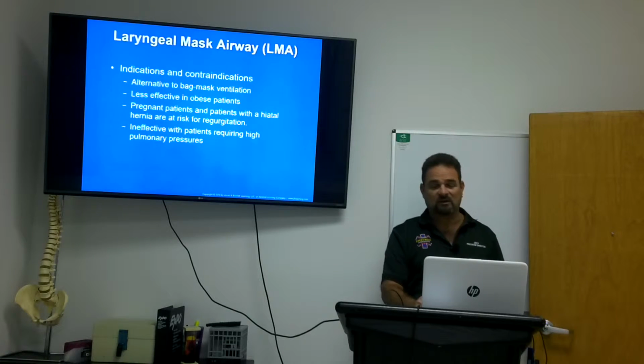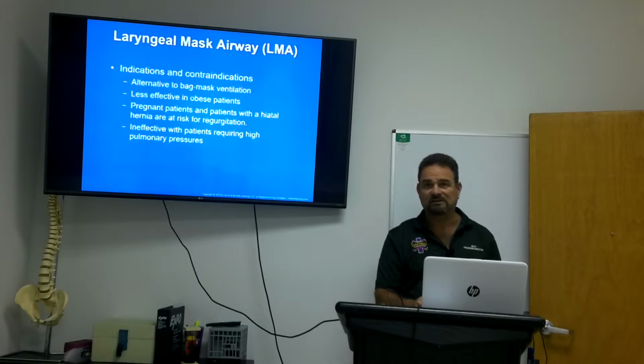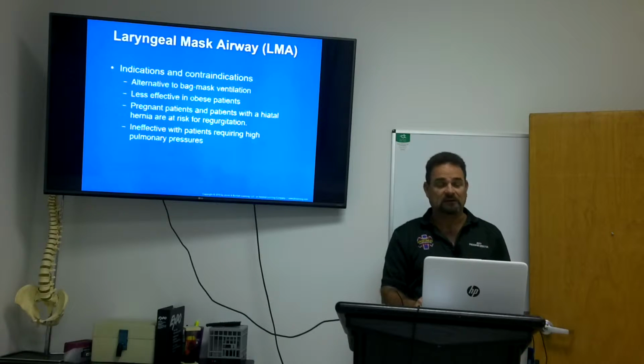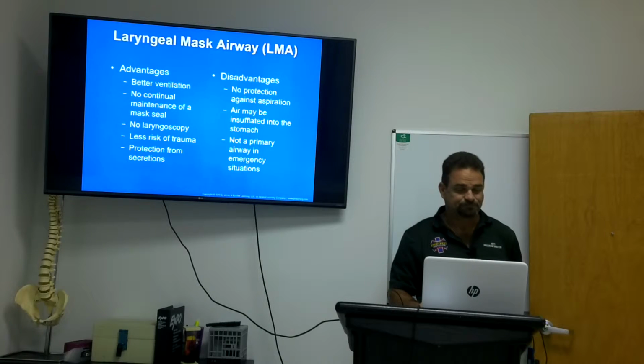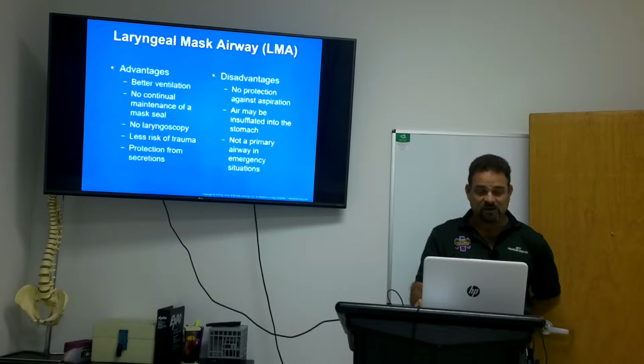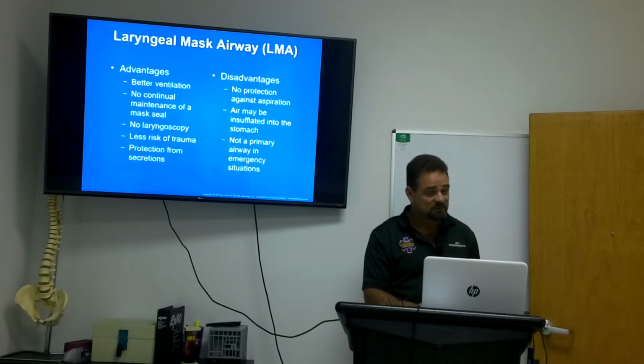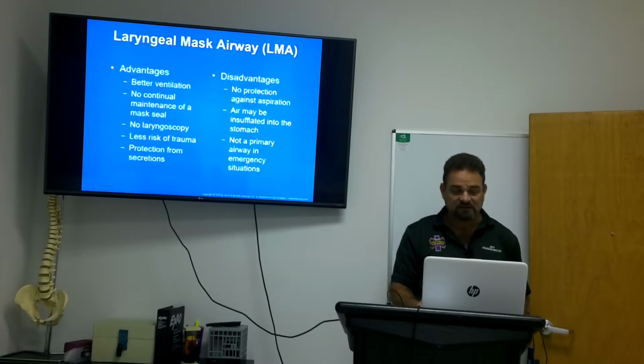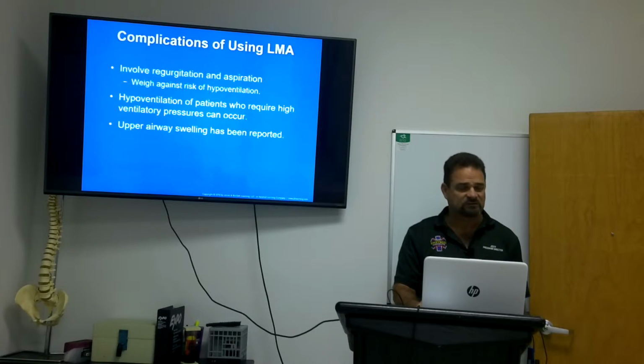Indications and contraindications: an alternative to bag valve mask ventilation when the patient cannot be intubated or you're not going to want to intubate. It's less effective in obese patients. Pregnant patients and patients with hiatal hernia are at an increased risk for regurgitation. Ineffective with patients requiring high pulmonary pressures. It's better ventilation than just using a BVM. No continual maintenance of mask seal, no laryngoscopy, less risk of trauma, protection from secretions. Disadvantage is no protection against aspiration. Air may be insufflated into the stomach, and it's not a primary airway in emergency situations.